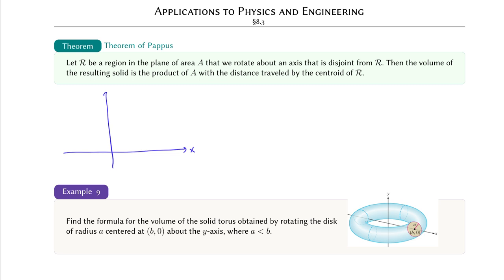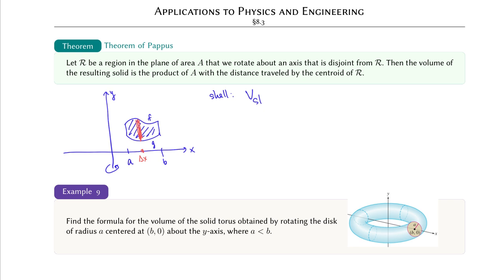Assuming that we have a region where the function f is above the function g from x equals a to x equals b, and we take this region and rotate it about the y-axis. So using the shell method, we slice it parallel to the y-axis.